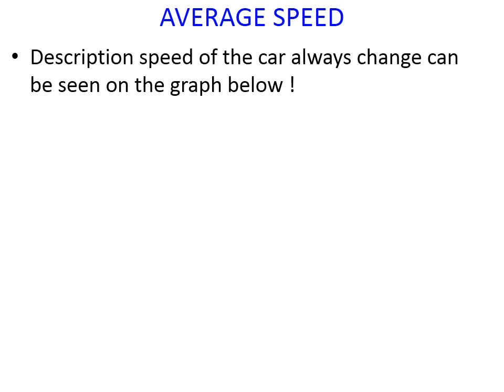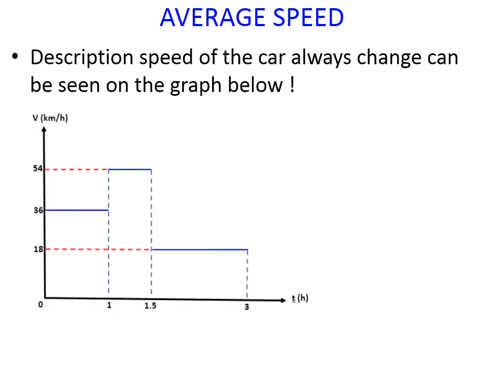The description of the car's speed always changing can be seen on the graph below. The graph is v, speed in km per hour, toward t, in hours. From the graph, we can see that between the time interval 0 hour and 1 hour, the car moves with a constant speed of 36 km per hour.